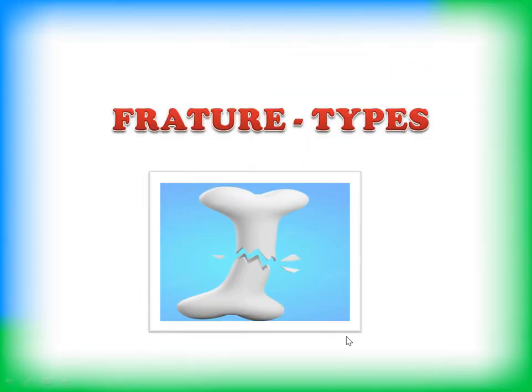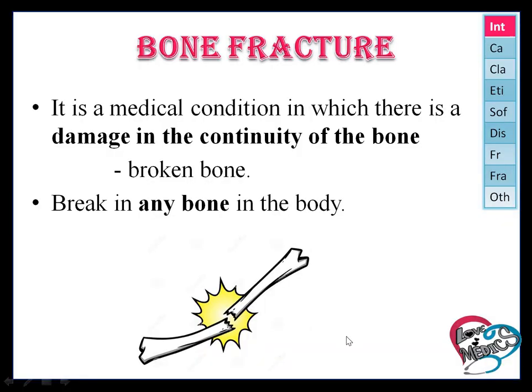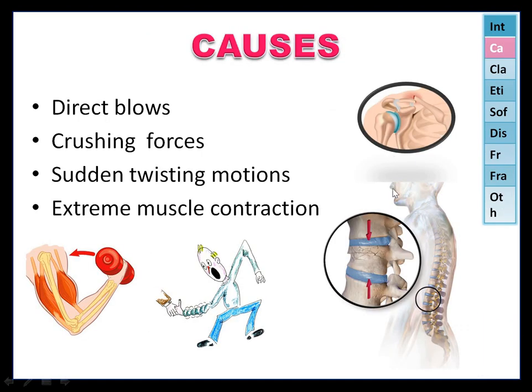This lecture is on fracture types. What is a fracture? A fracture is a medical condition in which there is damage in the continuity of bone, which means a broken bone. A break in any bone in the body is called a fracture. It is caused by a direct blow, crushing force, sudden twisting motion, and extreme muscle contraction.